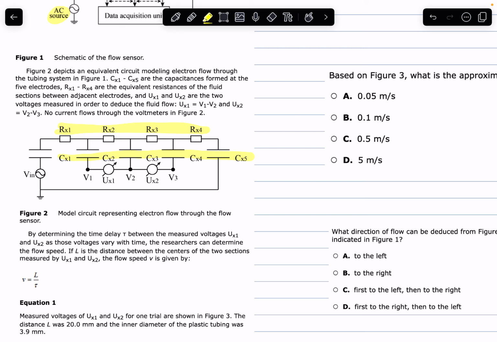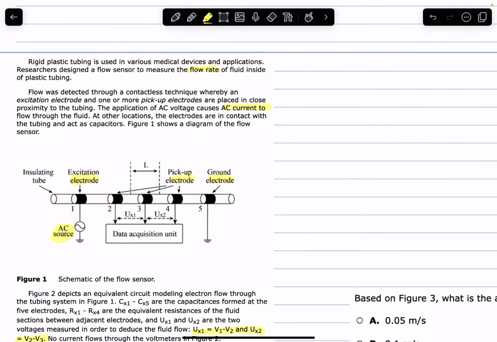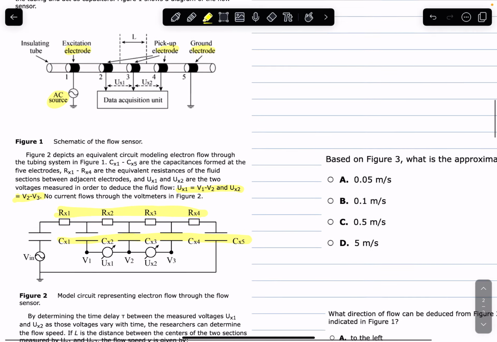And UX1 and UX2 are the two voltages measured in order to deduce the fluid flow. And then UX1 equals V1 minus V2. UX2 equals V2 minus V3. No current flows through the voltmeters in figure 2. Okay, so very nice, right? That's figure 2 in the context of a circuit where there's an electron movement. So this is really analogous to figure 1, but the difference is in figure 1, we really have this application of fluid that's flowing through this plastic tubing, right?